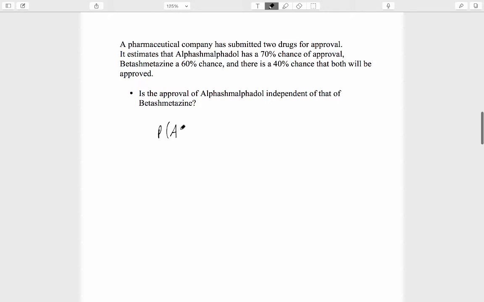We test this by asking whether the probability that both drugs are approved is equal to the probability of A times the probability of B, the probability that alpha-schmalfidol is approved times the probability that beta-shmetazoline is approved. Are these equal? I'm going to write lots of question marks here, because it is a common mistake to simply write down the equality as an equality. That's a problem because we don't know whether these two quantities are equal. We are testing whether the left side really equals the right side. If so, that means that A and B are independent, and if these two expressions are not equal to one another, we will know that A and B are not independent.